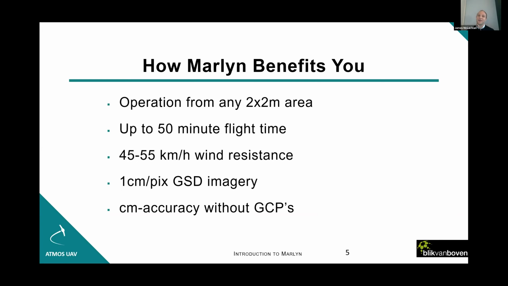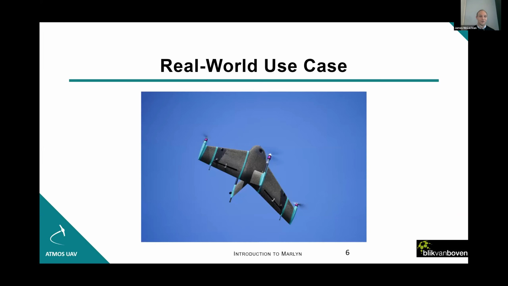On top of this, while you're doing your survey, it's possible to get imagery down to 1 centimeter per pixel GSD, and also get centimeter level accuracies without GCPs. But I'll let Norbert go into that. And what I'm going to do now is I'm going to pass over to Norbert, who's going to tell you a little bit more about a real world use case with Marlyn.